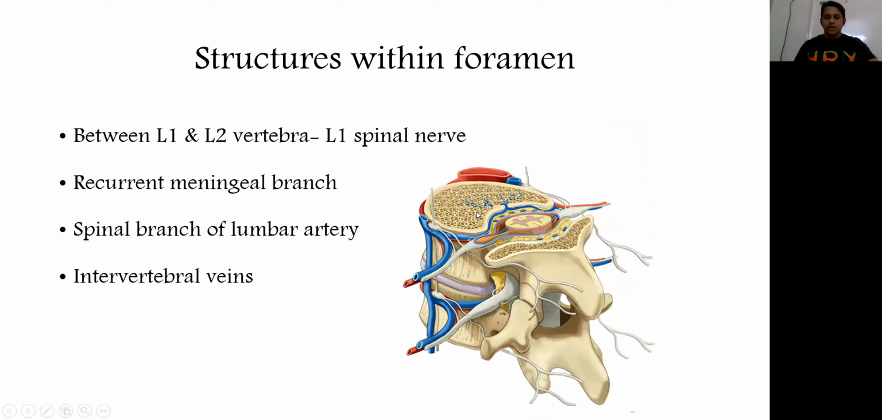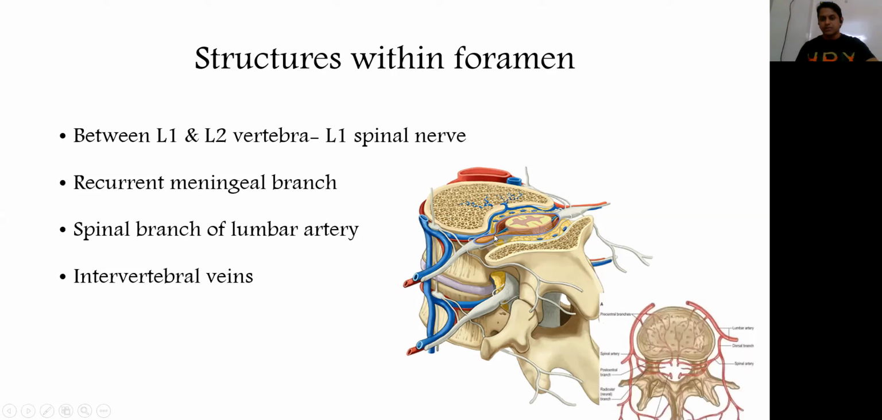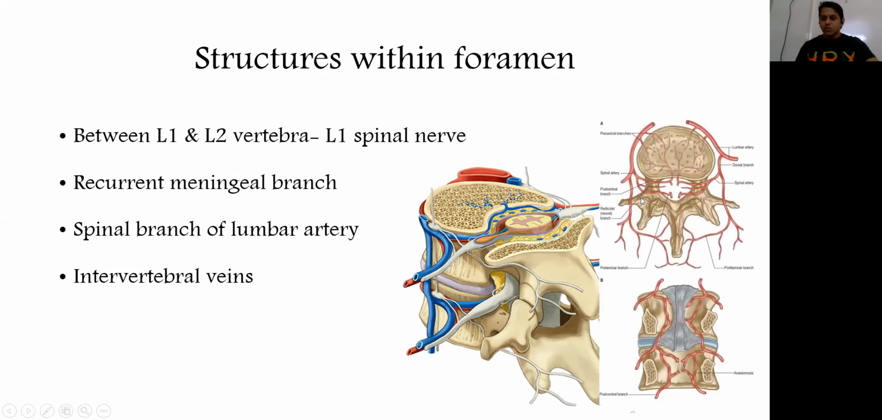The structures which are passing through this foramen are the spinal nerve. If we are talking about the L1 and L2 vertebra, the L1 spinal nerve will be passing along this foramen. The other structures which we can see are a recurrent meningeal branch of the spinal nerve, and a spinal branch. You can see here the spinal branch of the lumbar artery which will be running along the sides of the vertebral body, and the spinal branch will be going within this intervertebral foramen.